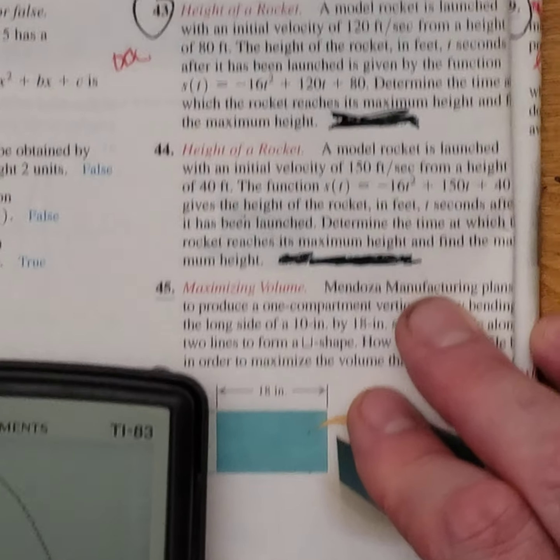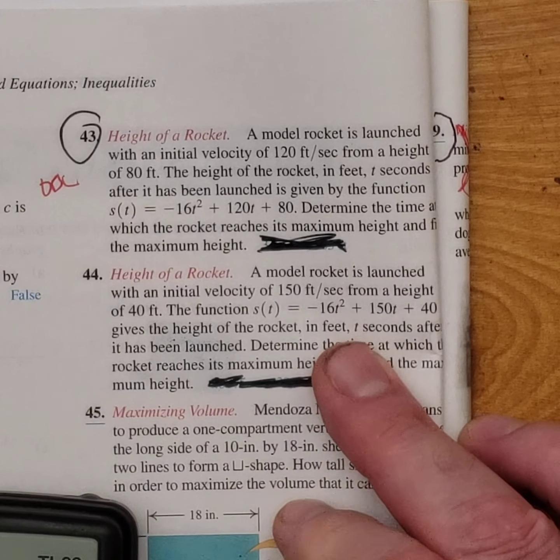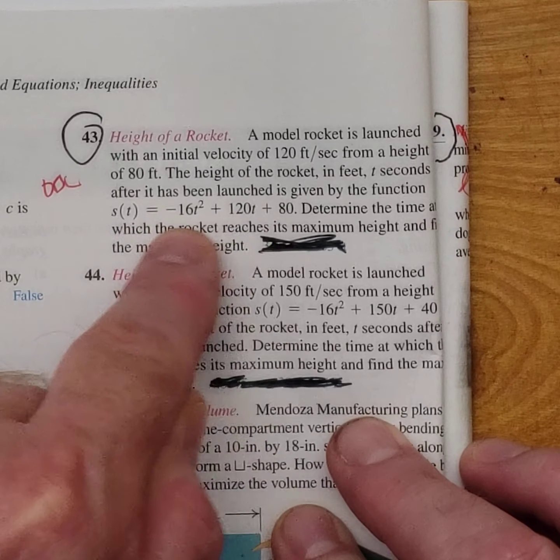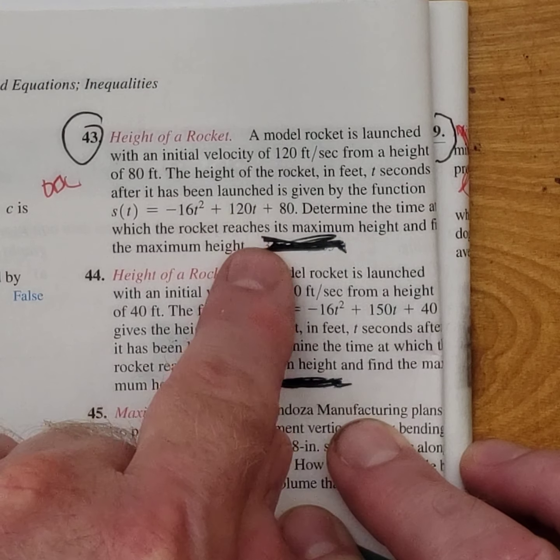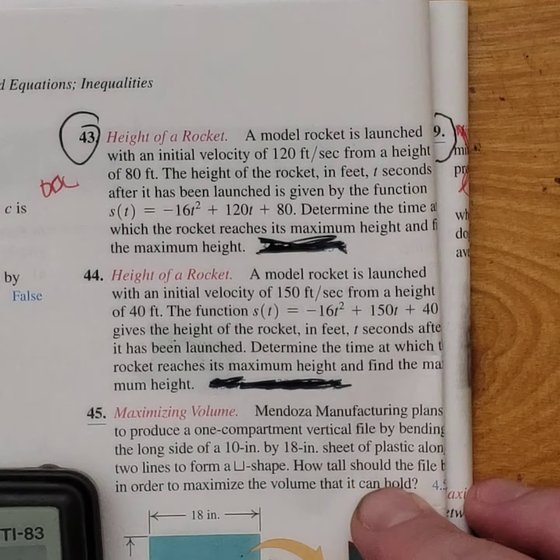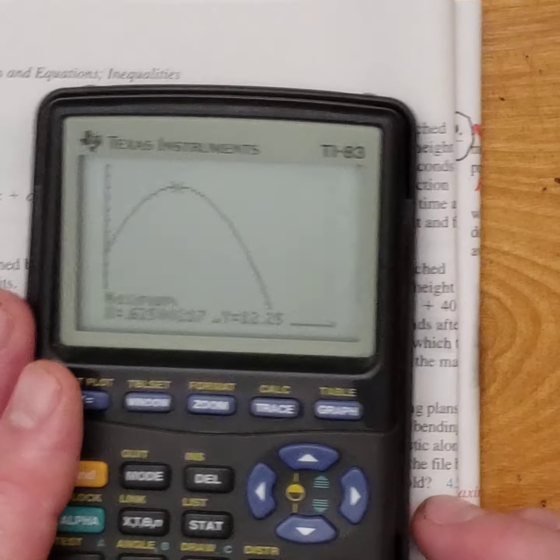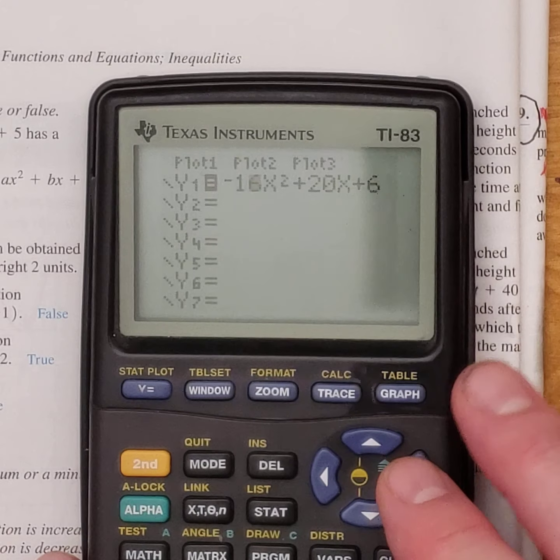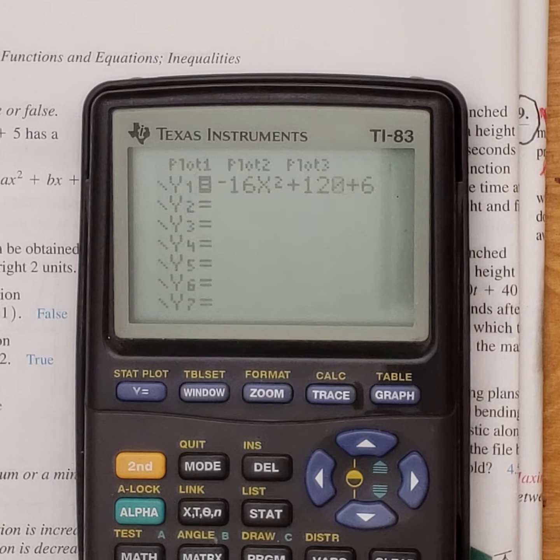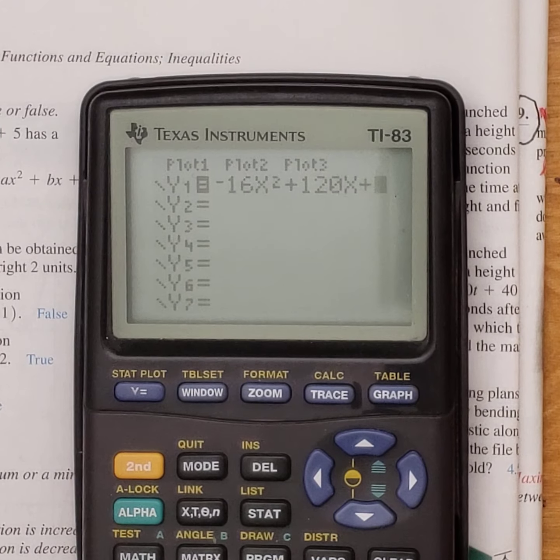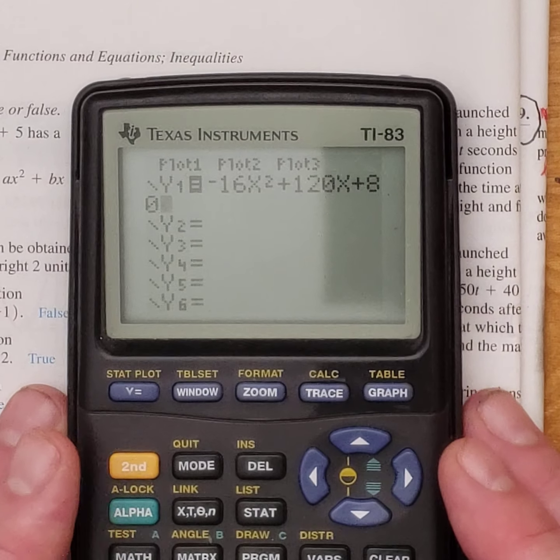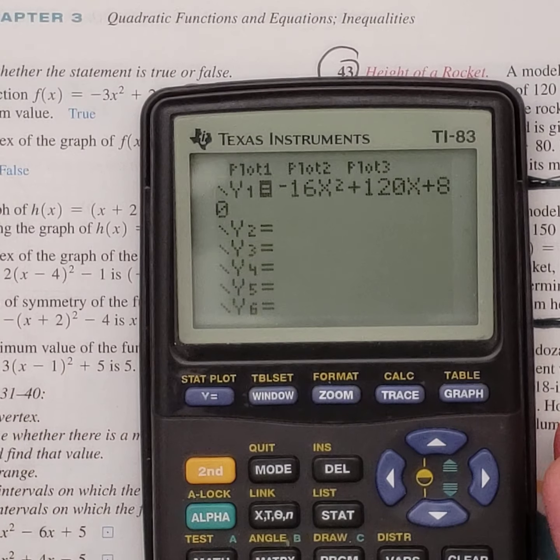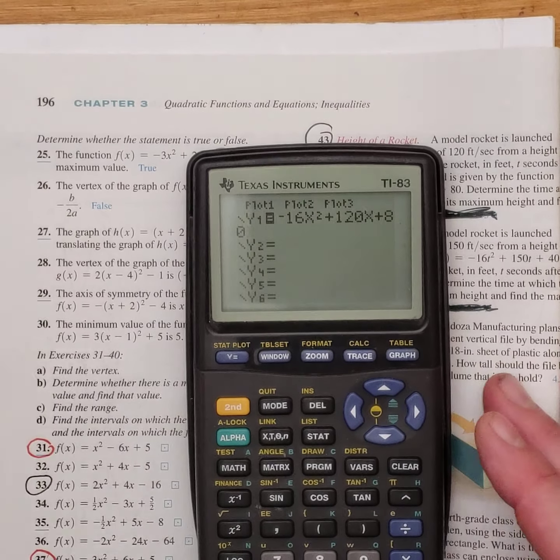So that's going to be a constant throughout these problems, as long as we're working with feet and seconds. So we've got our equation, and again, determine the time at which the rocket reaches its maximum height, and what is the maximum height. So go ahead and plug that stuff in there. It was negative 16x squared plus 120x plus 80. Right? Let me get back out here a little bit. There we go.